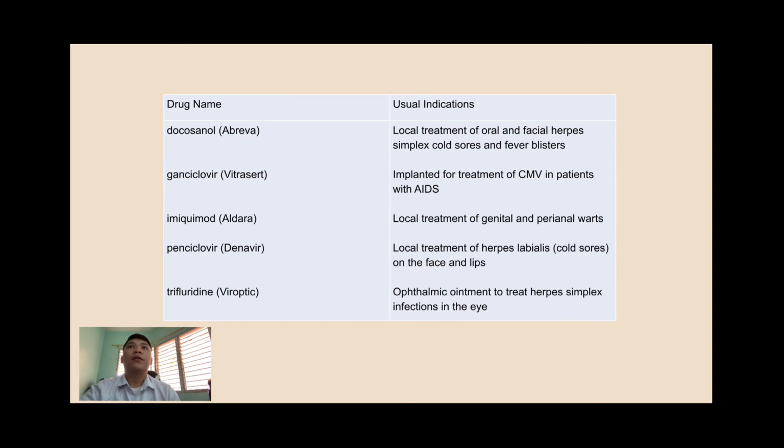So, usual indications. For your docosanol or your Abreva, it is a local treatment of oral and facial herpes simplex, cold sores, and fever blisters. For your ganciclovir or your Vitrasert, it is implanted in the eye for treatment of CMV in patients with AIDS. For your imiquimod or your Aldara, it is a local treatment of genital and perianal warts. For your penciclovir or your Denavir, it is a local treatment of herpes labialis or cold sores on the face and lips. For trifluridine or Viroptic, it is an ophthalmic ointment to treat herpes simplex infections in the eye.